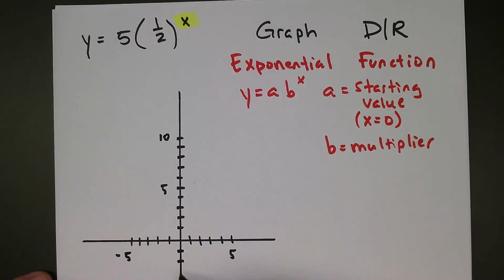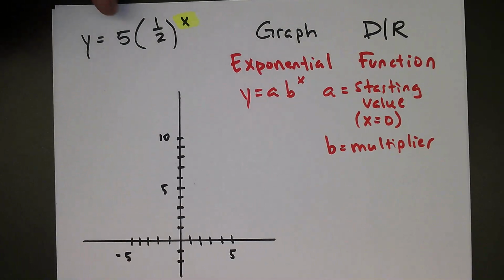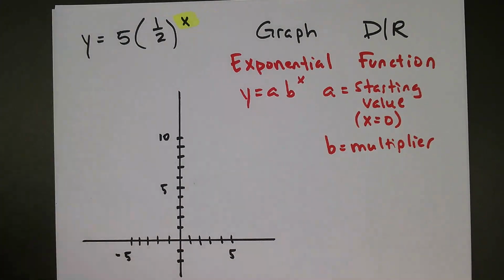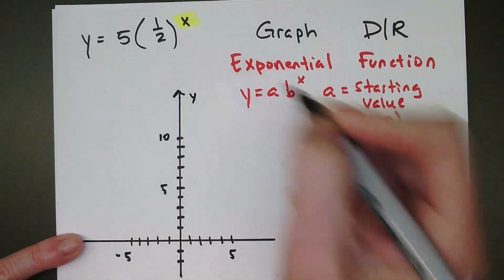We won't need any negative y values, and I know that because there's no power I could put on any positive base and get a negative output. If I have a negative exponent, it's going to be the reciprocal of the base. All right, so there's my y-axis.